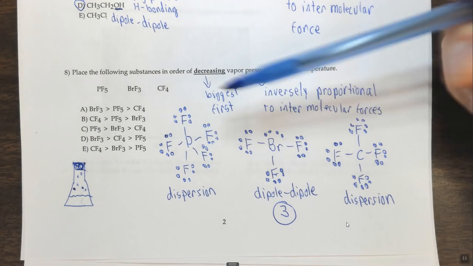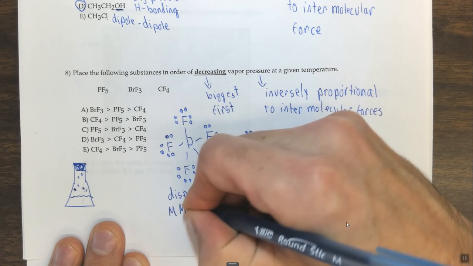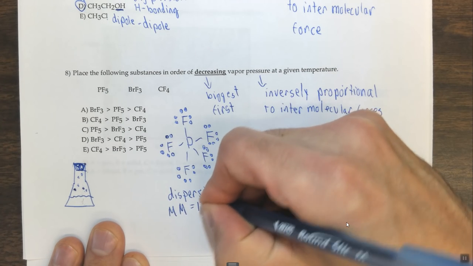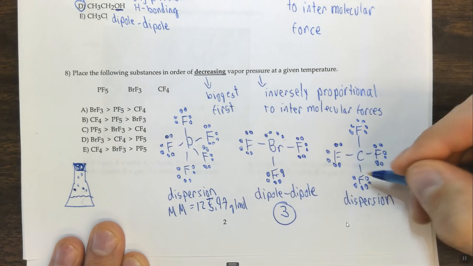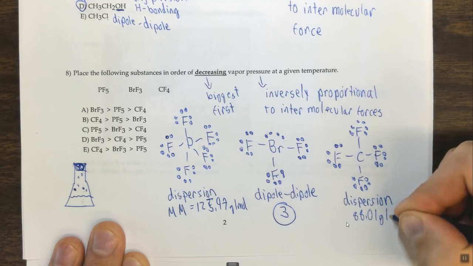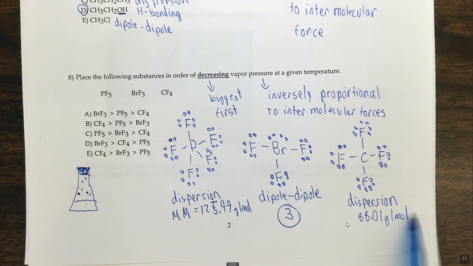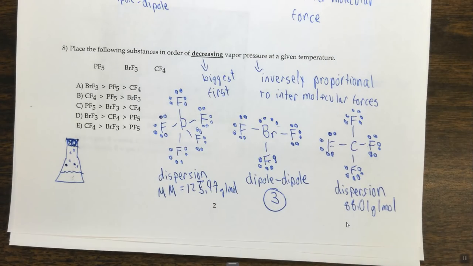So this is definitely going to be bigger. But if you wanted to, you could calculate the molar mass, and it's 125.97 grams per mole. And here, it's 88.01 grams per mole. And I will tell you, this molar mass thing doesn't always work, okay? Sometimes you have to consider the shape of the molecule as well. We don't have an example of that here, but it does happen sometimes.